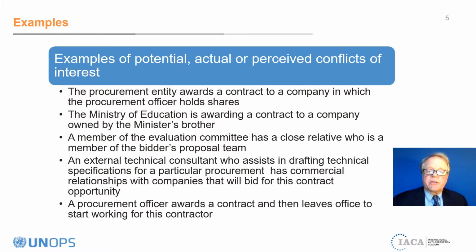So let's review here some examples of potential conflicts of interest, both personal conflicts of interest and organizational conflicts of interest. So, for example, one would be where a procuring entity, a government, awards a contract to a company in which the procurement officer holds shares. That's a personal conflict of interest on the part of the procurement officer. Another is where the Ministry of Education is awarding a contract to a company owned by the minister's brother. Again, a personal conflict of interest.